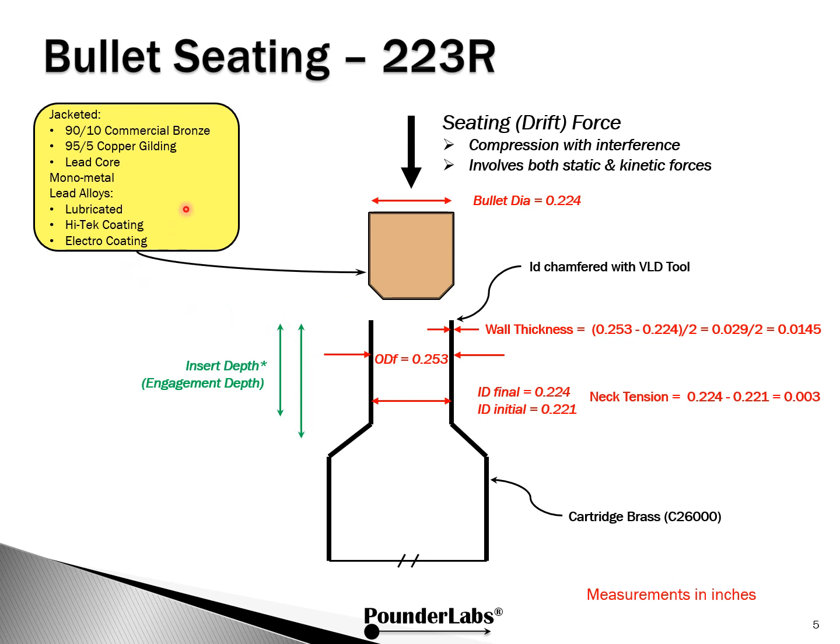Last but not least, here's the kind of things you'll see as materials for bullets. There's all the jacketed bullets, and when you see it presented this way, the first number is the percentage of copper, and the second is the percentage of zinc. Commercial bronze, copper gilding, these generally have lead cores. You might also have monometal type bullets, and then there's all the things that you use for lead alloys, whether it's lubricated, high-tech coating, or electrocoating. All of these things need to be considered when you start to take a look at what's involved with bullet seating.